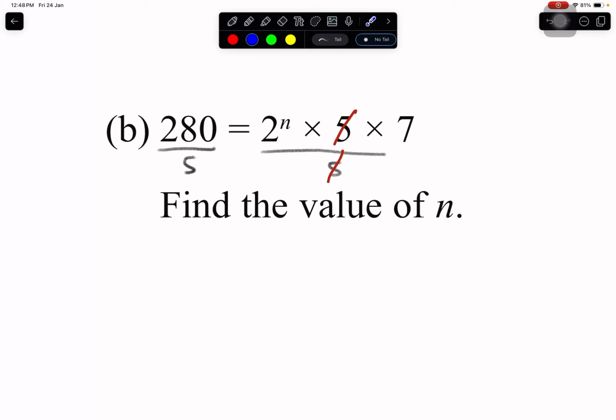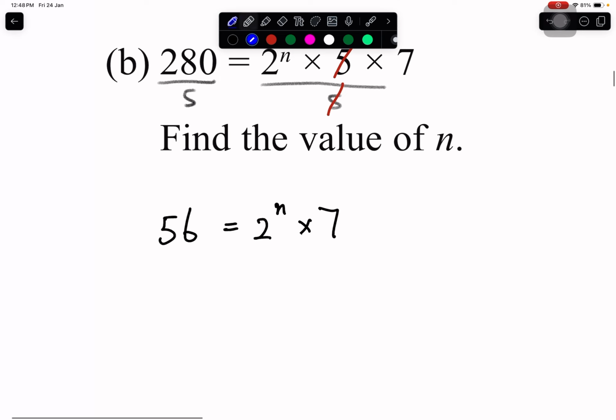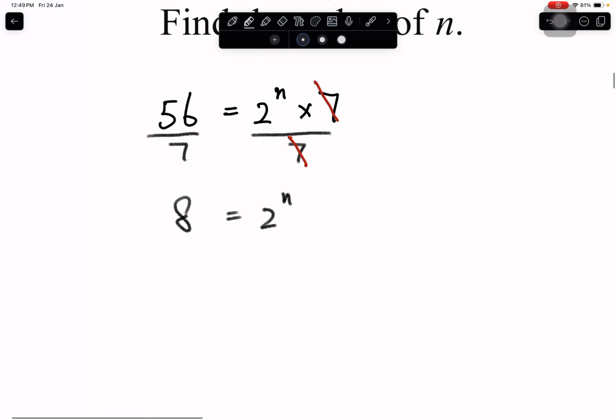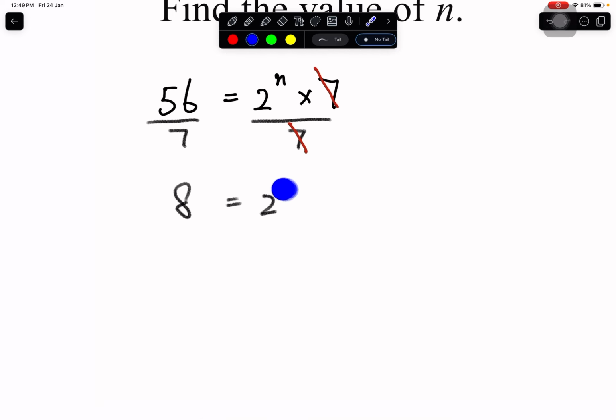So 280 divided by 5, we're going to have 56. So 56 equals 2 to the power of n times 7. The next thing we can do is divide by 7 on both sides, right? Because we can cancel out the 7 on the right hand side, which gives 8 equals 2 to the power of n. Now 2 to the power of n equals 8.